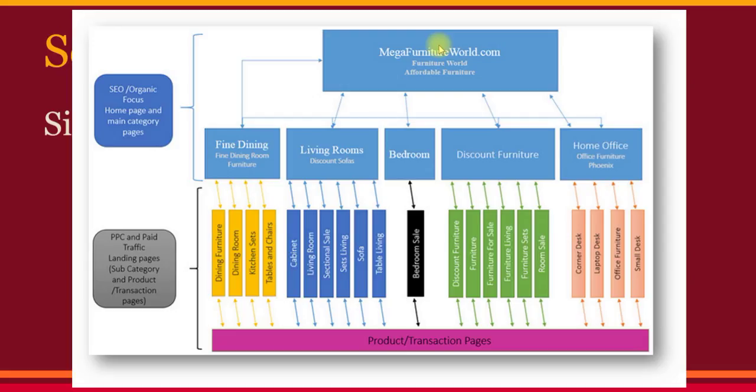What we were trying to do is to segment the consumer, or if you're talking in sales, to qualify the consumer that comes to the home page by what that consumer looks for. And so here are those main category pages: the home office, discount furniture, bedroom, living rooms, fine dining rooms. And again, we identify a few keywords for each one of these.